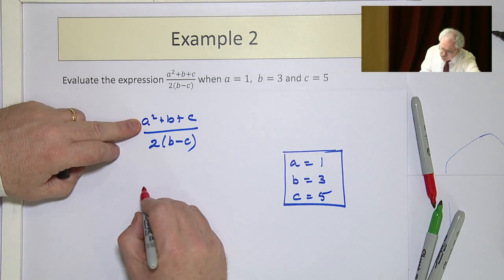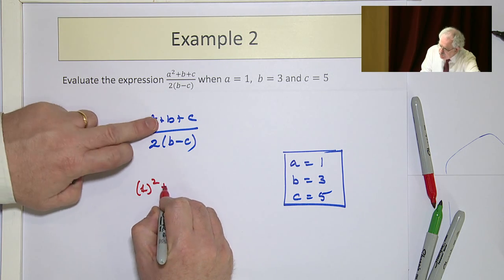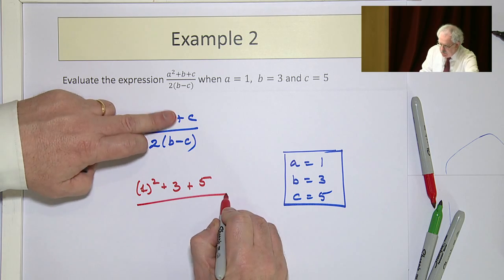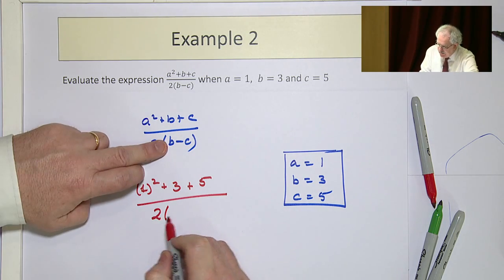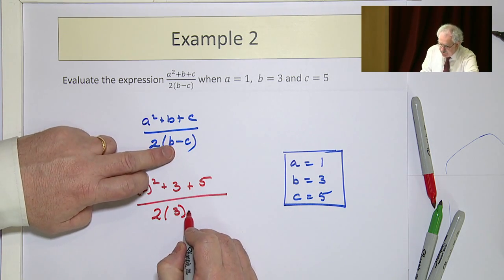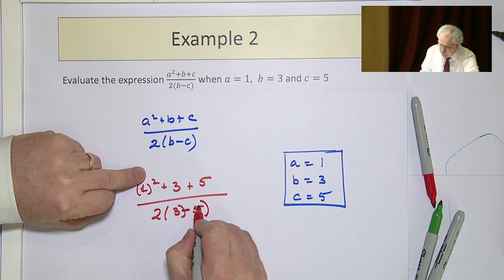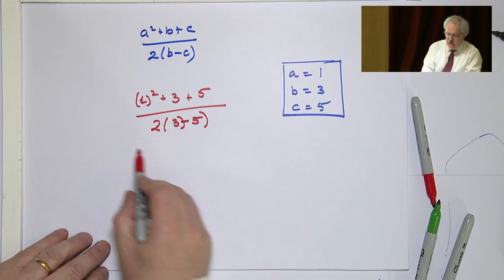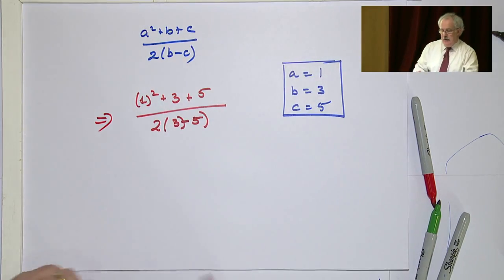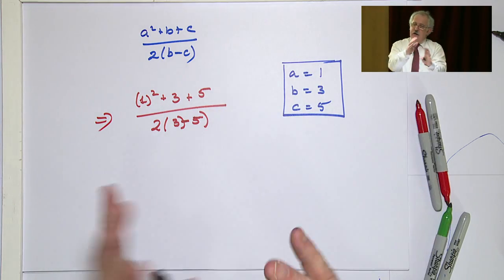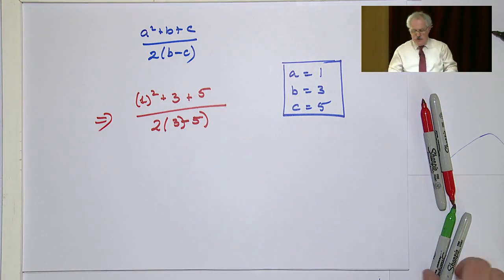A squared, that's 1 squared. The B, that's a 3. The C, that's a 5. On the bottom 2, that's B, that's a 3. Minus, bracket, the 5. So better do that right. And then I just calculate that out. Now, you have to be careful too. There may sometimes be a negative sign here, and you've got to be careful with how you treat that so you don't make slips.